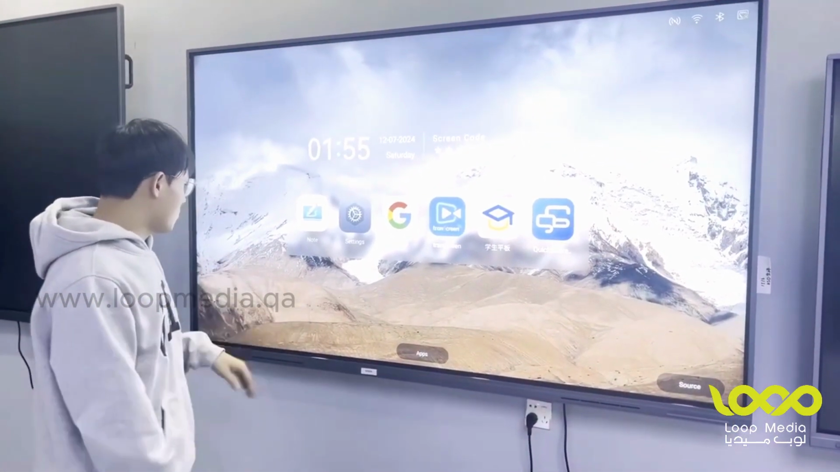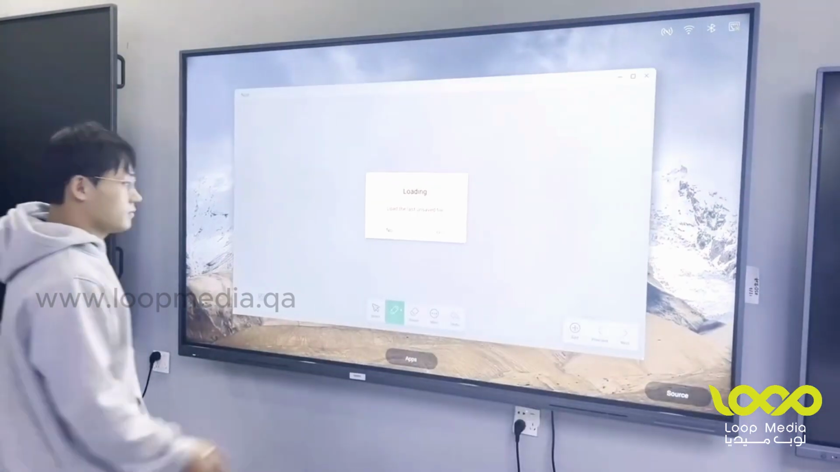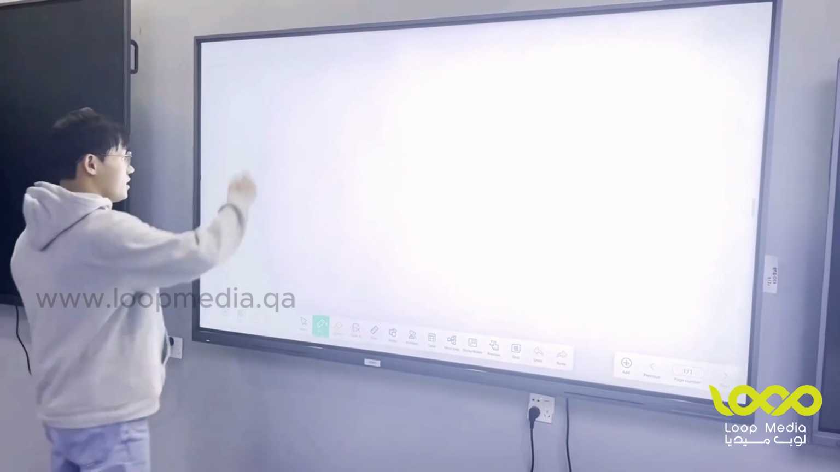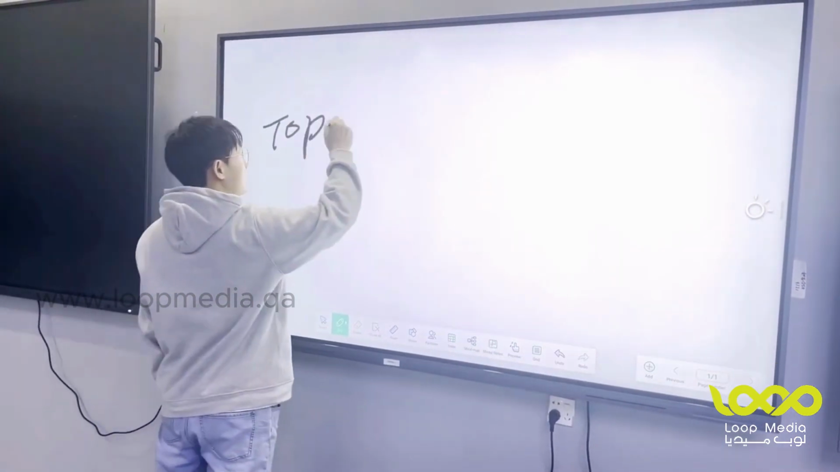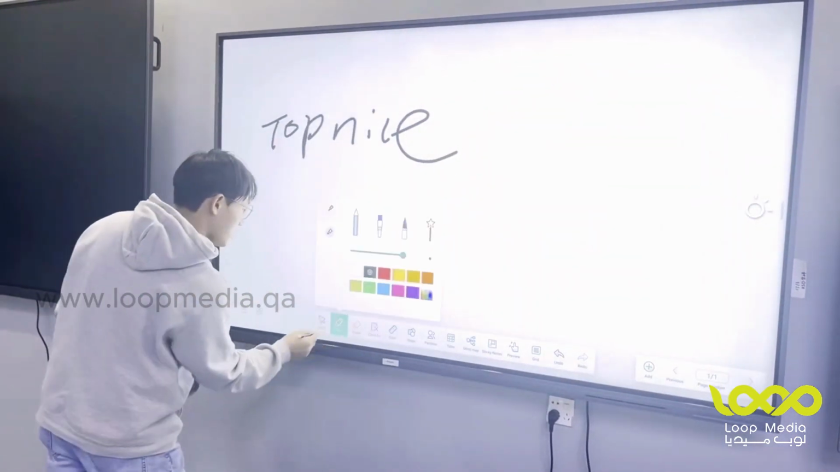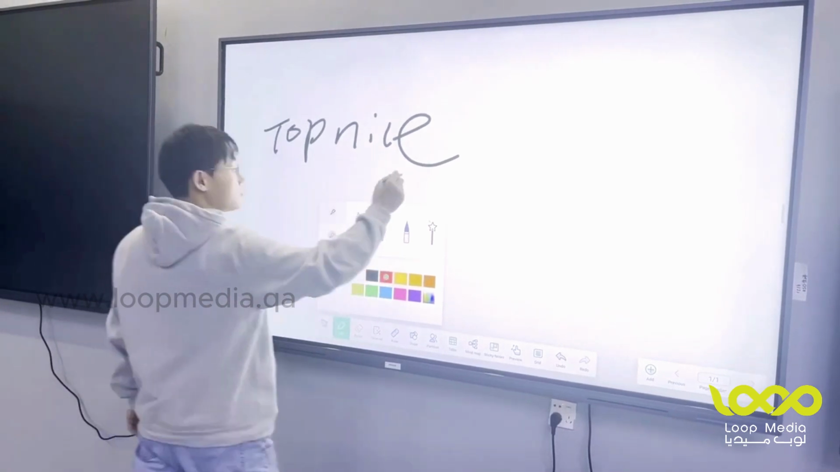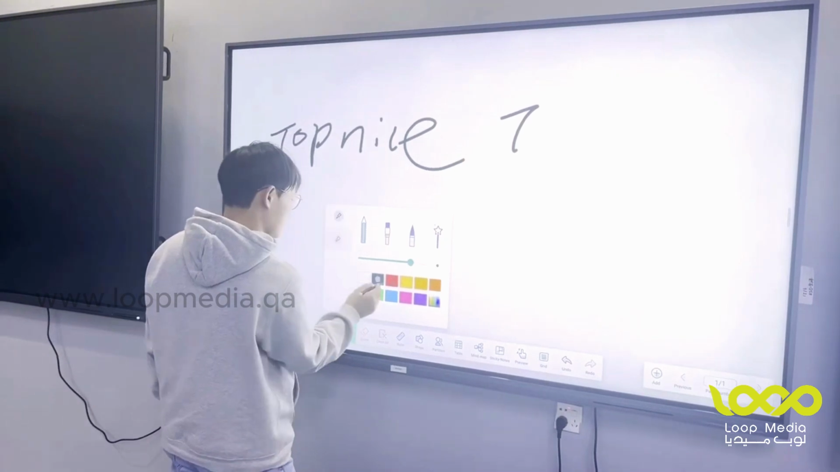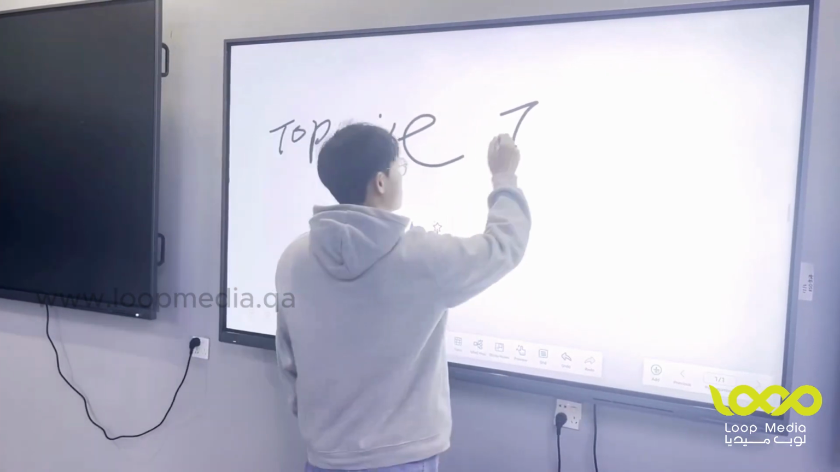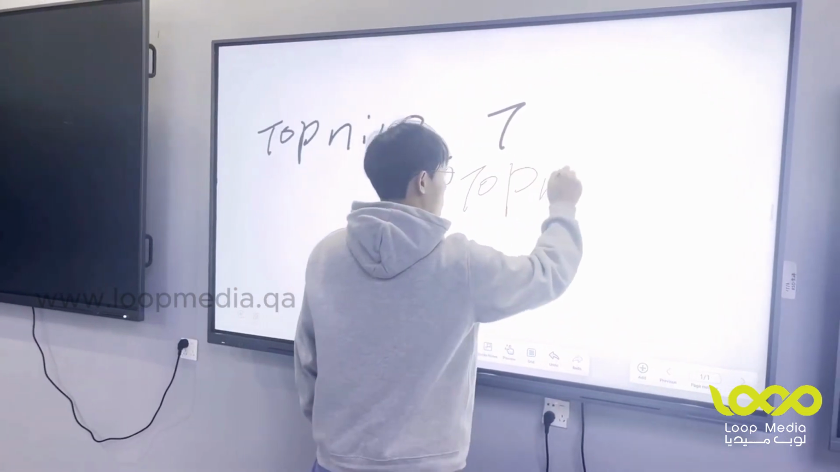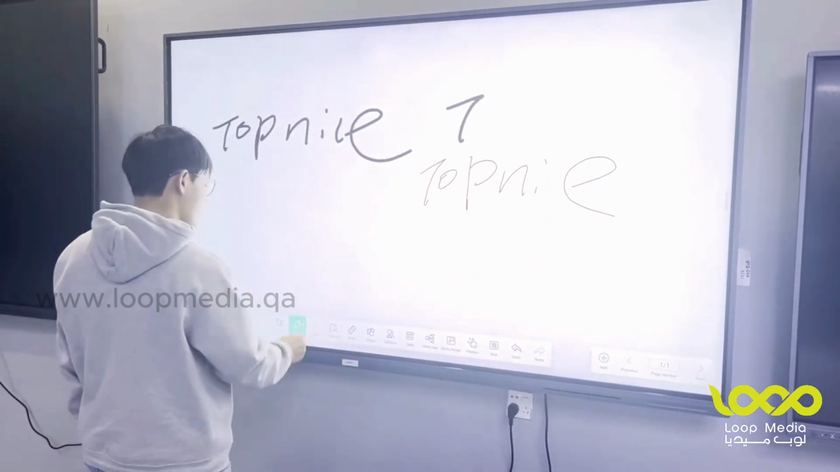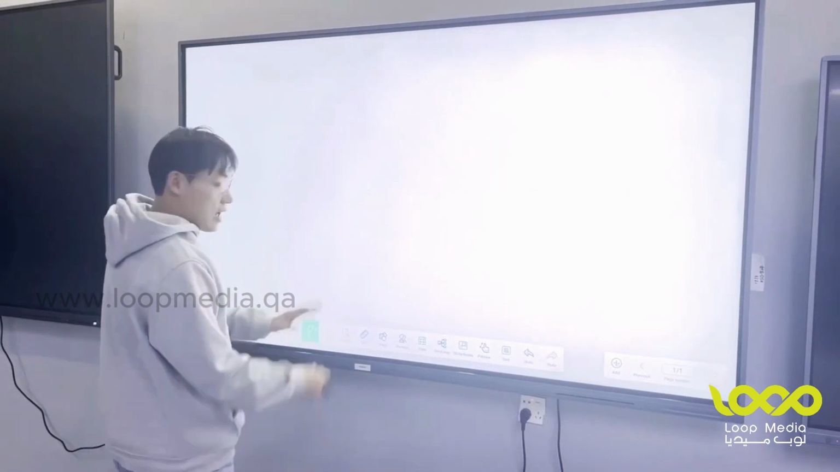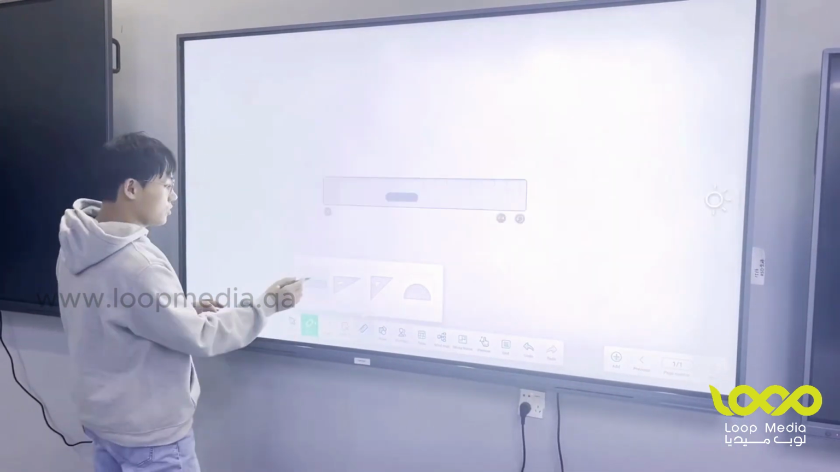First, let's look at the whiteboard. With the whiteboard, we can write in, because we can change color. And the eraser, clean all, and also here's some other tool, like ruler.